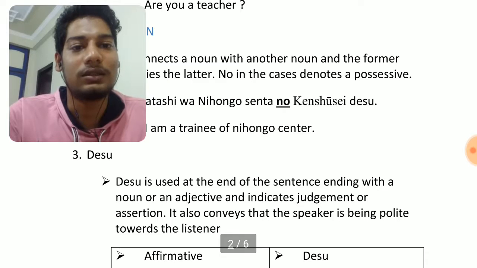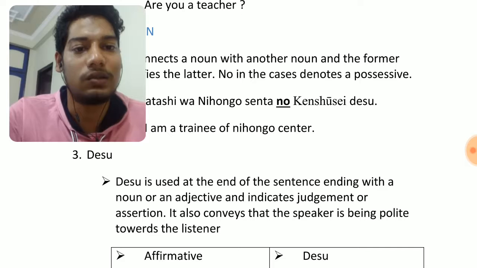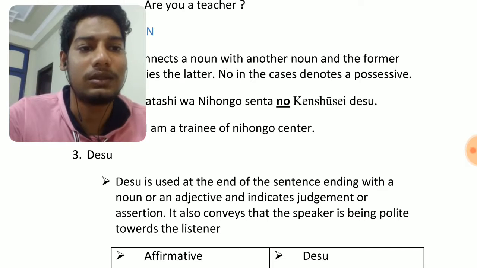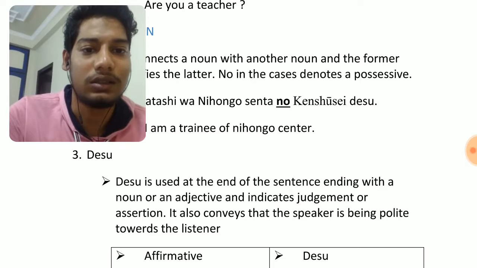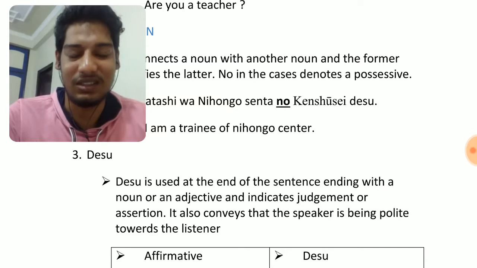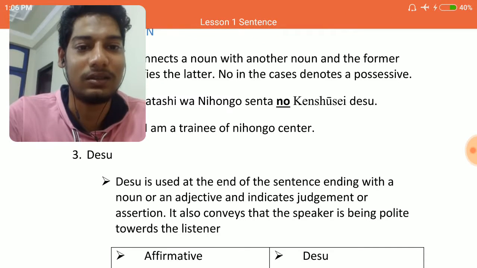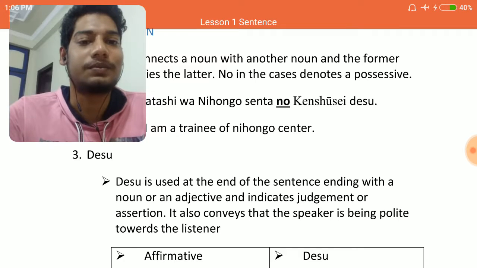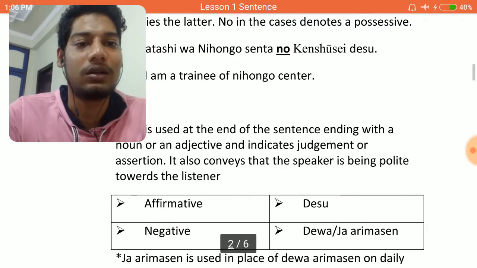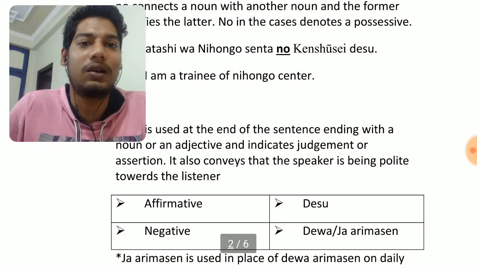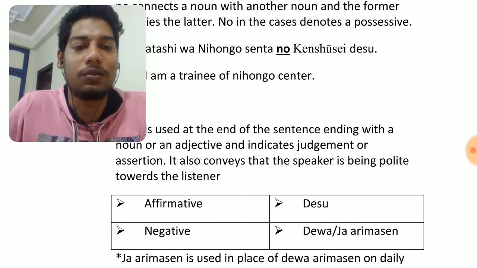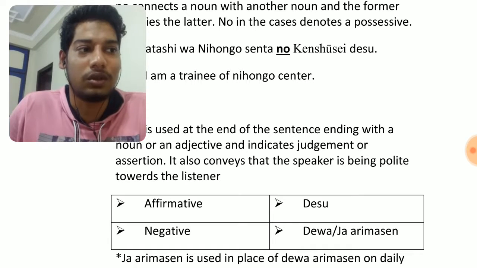Desu is used at the end of a sentence, after a noun or an adjective, to indicate judgment or assertion. Sorry, I'm not good at vocabulary in English. So this is mostly used at the end of the sentence to give respect or politeness to the other person, the listener we are talking to.